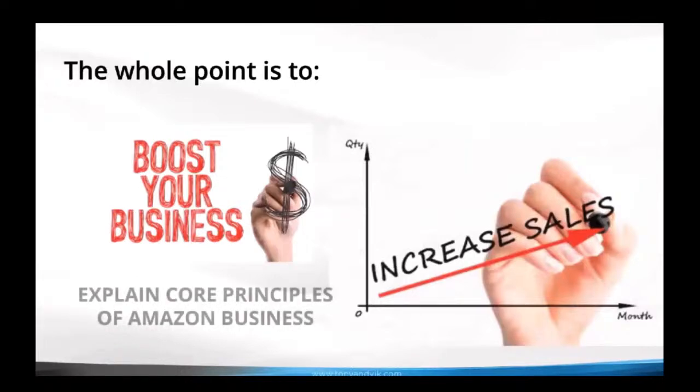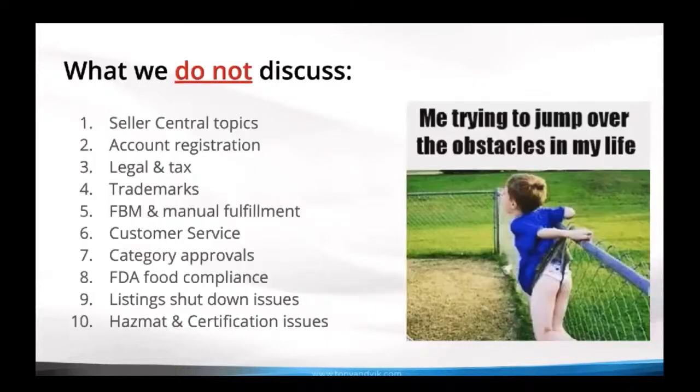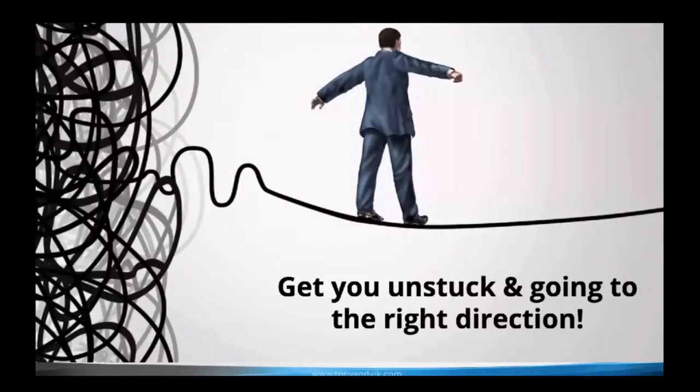I want to explain the core principles of Amazon business. Obviously, I cannot teach you everything on this Zoom call, but I want you to know the core things you need to know. If you don't know these things, then it's really, really bad. There are some things we don't discuss: Seller Central topics, taxes, trademarks, category approvals, because I want to speak about increasing sales and keep the topic in that area. The point is to get you unstuck and going in the right direction if you are stuck, right?